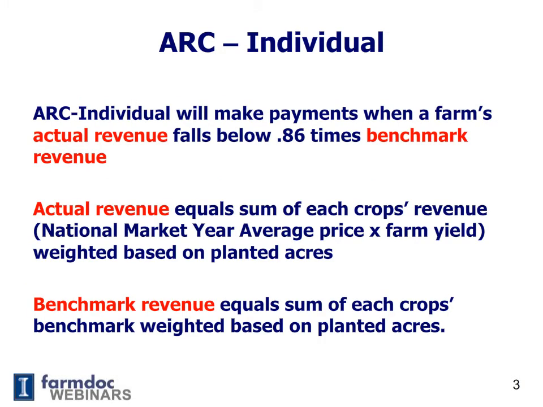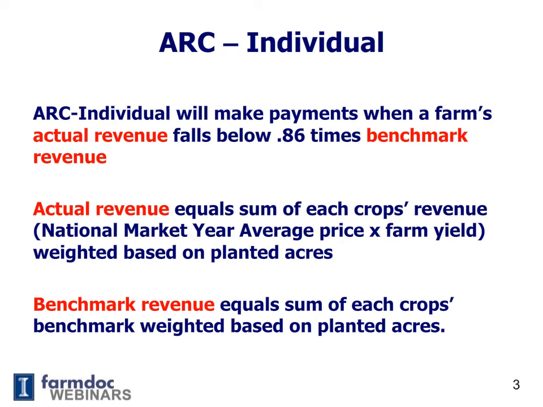ARC Individual will make payments when the farm's actual revenue falls below 86% of the benchmark revenue. By actual revenue we mean revenue calculated based on the farm's yields, but it's still using market year average prices just like ARC County and PLC.